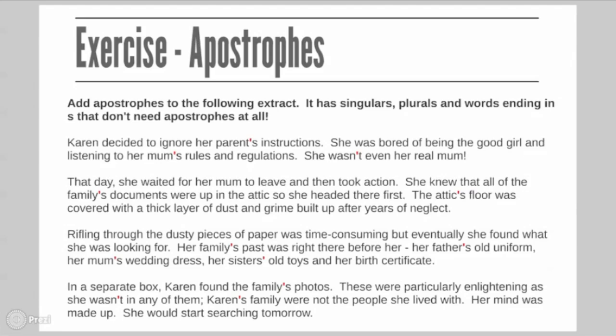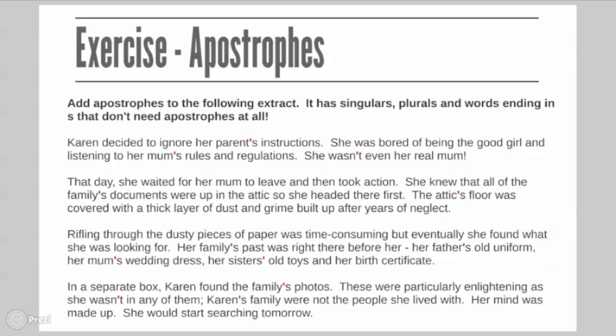The photos belong to her family. Apostrophe to show possession, but the family is singular. And then we've got wasn't again, so the apostrophe of omission to show that the O is missed out. And then we've got Karen's family were not the people she lived with. So Karen is just singular, there's only one of her, and it's her family, they belong to her. So that is an apostrophe of possession, and it comes after the N and before the S.